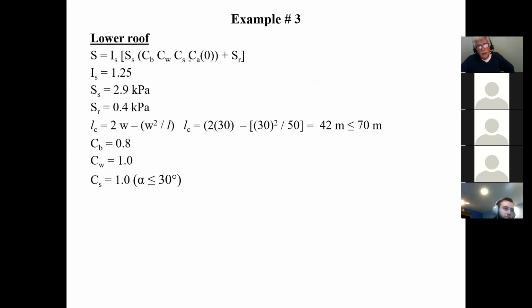In other words, what is the accumulation or the shape factor of how much snow can accumulate right where the upper roof meets the lower roof, okay? That's what we're trying to do. And that's how this factor will change the value of the snow load right at that point.